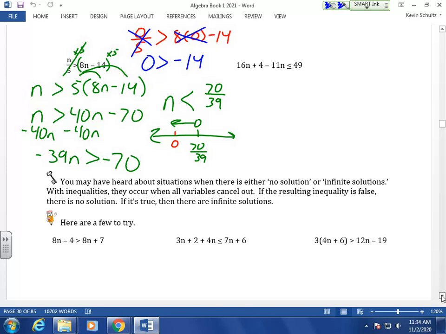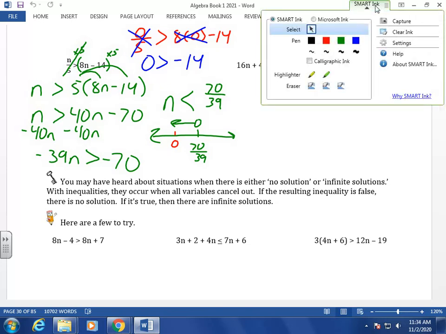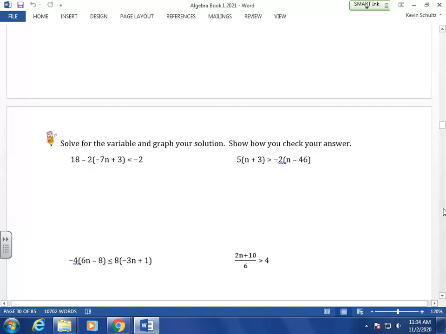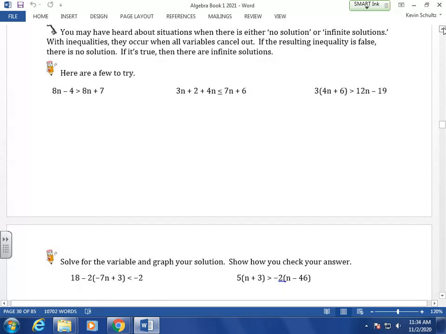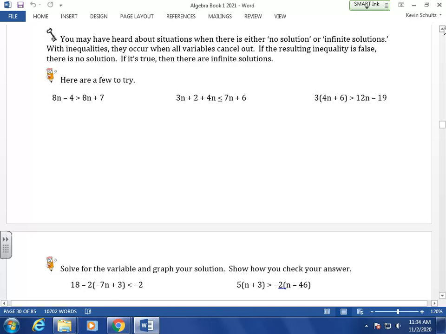Questions on any of this so far? No? Excellent. All right. Like we saw with equations also, we do have those times when we get either no solution or all solutions. And we see that here in these situations. So this first one, 8n minus 4 is greater than 8n plus 7. What about that inequality clues you into the fact that it's going to be either no solution or all solutions? Gabby?